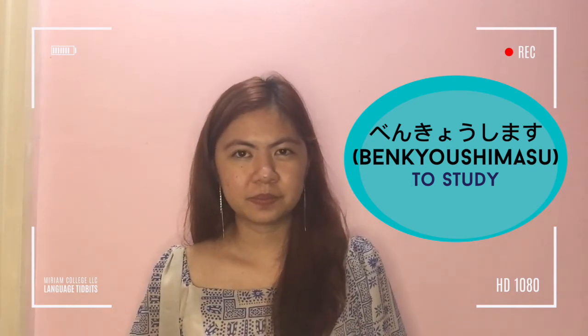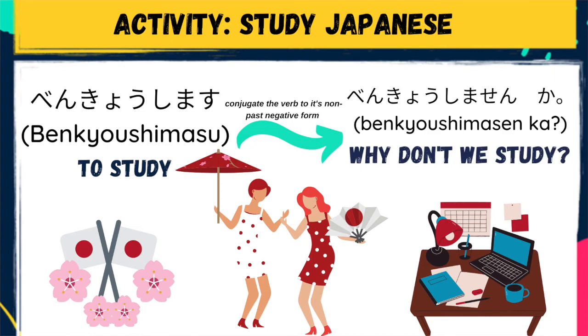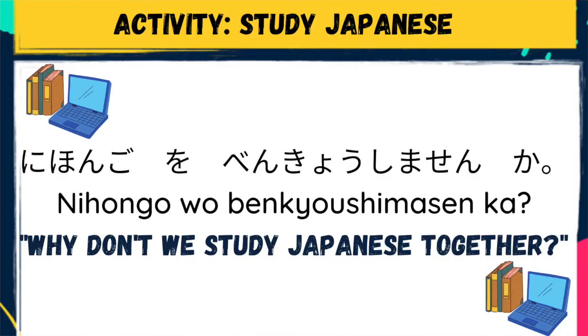So now let's try to make the invitational phrase using masen ka. So first off we have to conjugate the verb benkyou shimasu to its non-past negative form. So benkyou shimasu would become benkyou shimasen plus the particle ka at the end. So benkyou shimasen ka. And now let's try to complete the sentence. Nihongo wo benkyou shimasen ka? Why don't we study Japanese language?